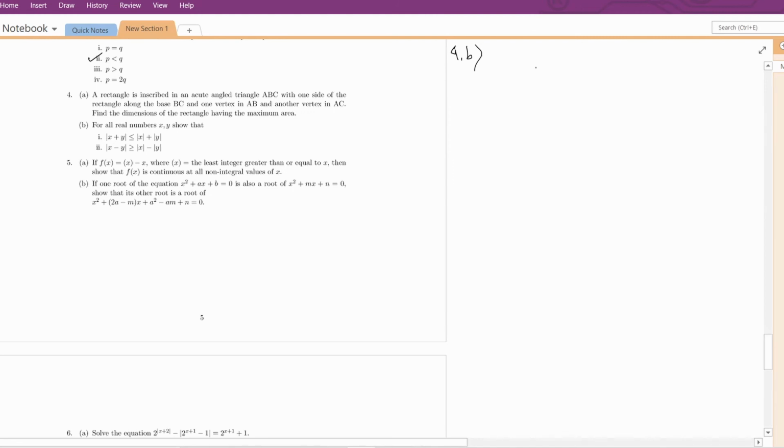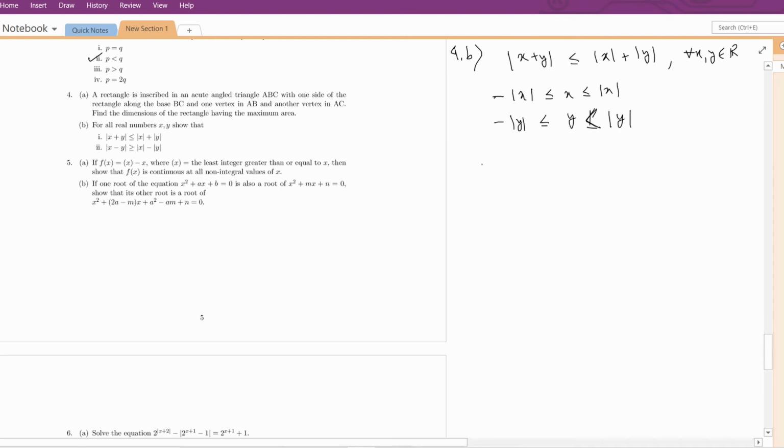4b. For all real numbers x and y, you have to show, first, the triangle inequality: mod of x plus y is less than or equal to mod x plus mod y for all real numbers x and y. According to the property of absolute value, we know that minus mod of x is less than or equal to x, which is less than or equal to mod x, and similarly for y this is true.